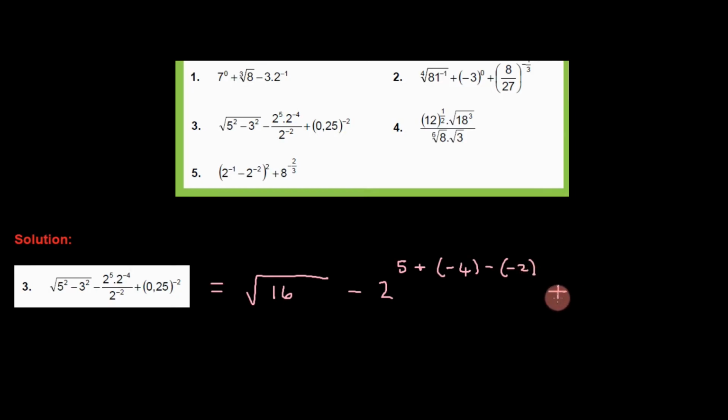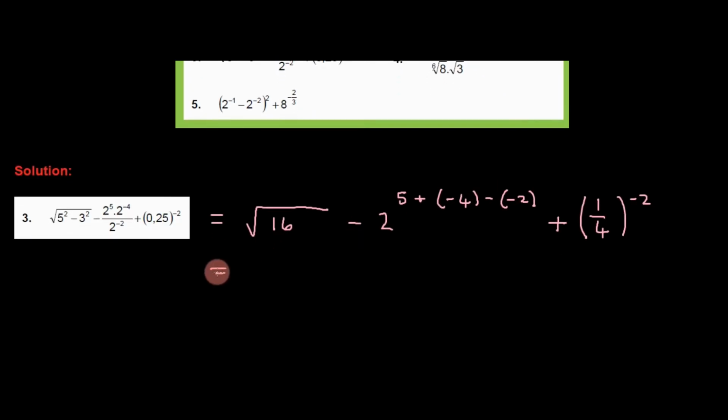Then we write the decimal as a fraction, so it's 25 over 100, which is a quarter. This is all to the negative 2. Of course, the square root of 16 is 4. 5 plus negative 4 is 5 minus 4. Then a minus times a minus is a plus. So it's plus 2 over here. So 5 minus 4 is 1.